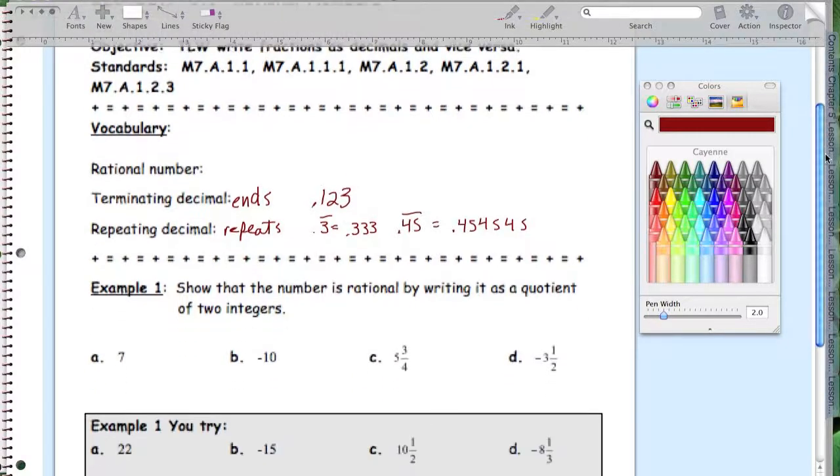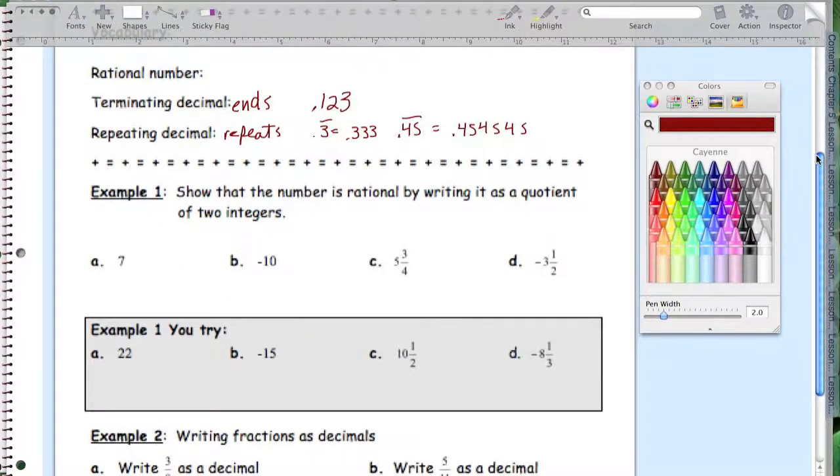So let's take a look. We said rational numbers are any numbers that can be written as fractions. And it says here, show that the number is rational by writing it as a quotient of two integers. So quotient means dividing integers, so a number over a number, which is our fraction. So if we can write it essentially as a fraction, we're good to go. 7 could be 7 over 1, rational number. Negative 10 over 1, rational number.